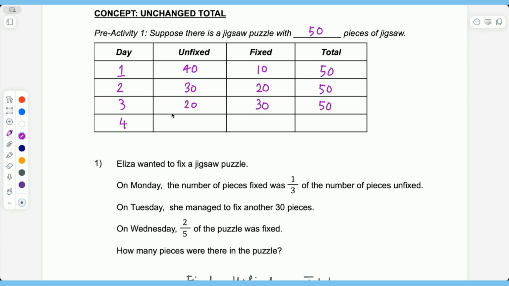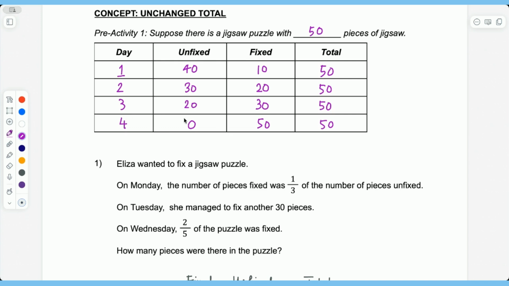And on day 4, suppose we fixed another 20 pieces. So that will bring the total number of fixed pieces to be 50. The total remains unchanged, 50. So now we have fixed all the pieces and the number of unfixed pieces will just be 0.